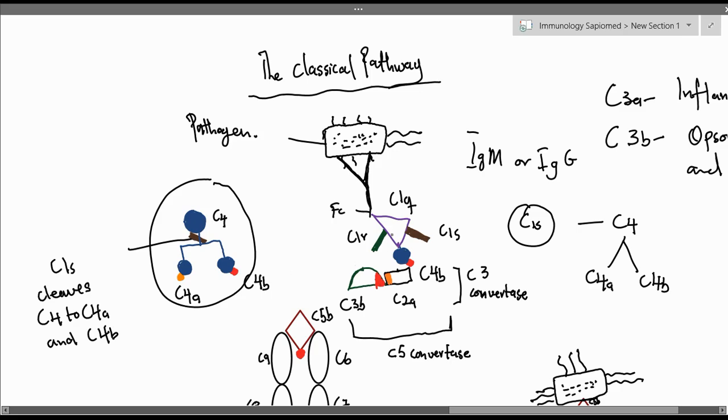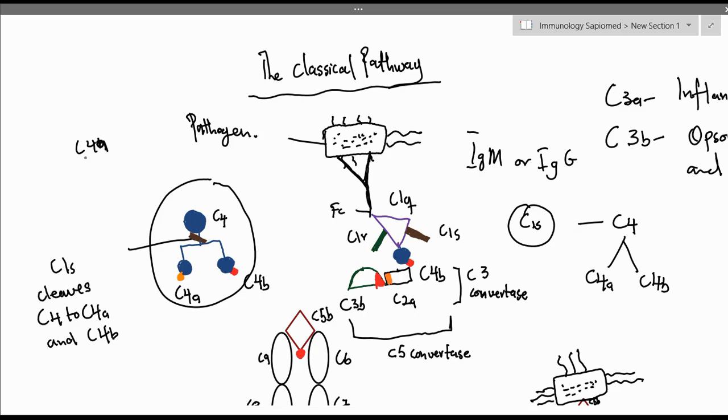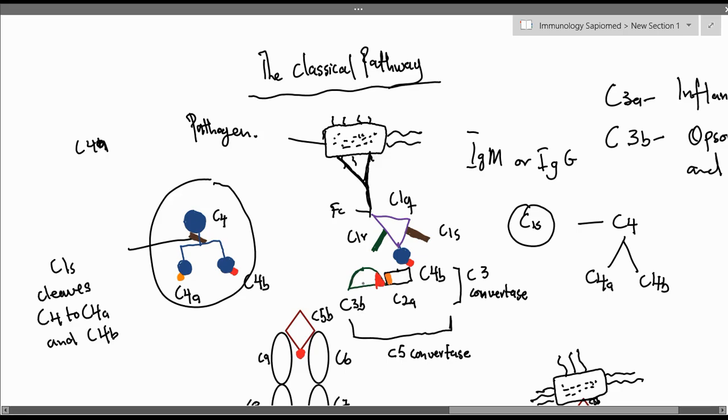Now this C4B will continue binding to the pathogen. So we realize that we have the C4B over here. Okay, so the C4A, for instance, might dissipate from the bloodstream, and some of them might also be involved in other inflammatory activities, but mostly they dissipate from the bloodstream. So what is really important here is the C4B. So the C4B binds to the pathogen, and then the binding continues.